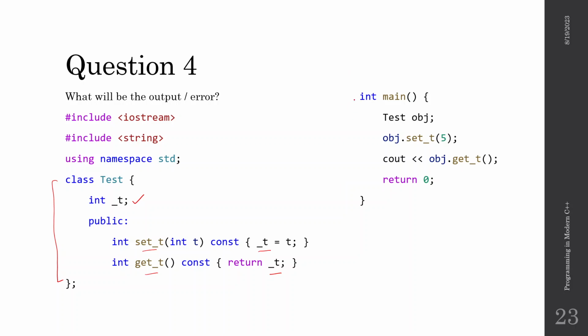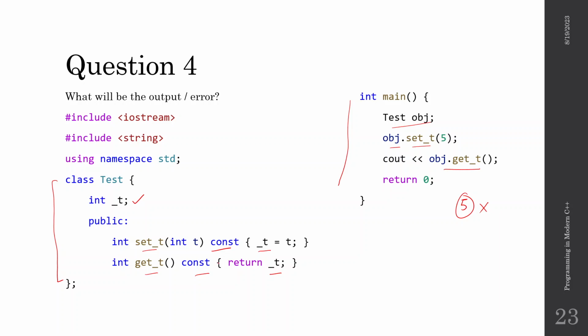Now we come to the main function, and in the main function we create an object of type test, and then we call obj.set t. So we set the value of t as 5. Okay, obj.set t 5, and then we write obj.get t. So this returns the value of the variable that we have set. Okay, so we would think that the output should be 5, right? But this is wrong actually, because note that set t and get t have been marked as const.